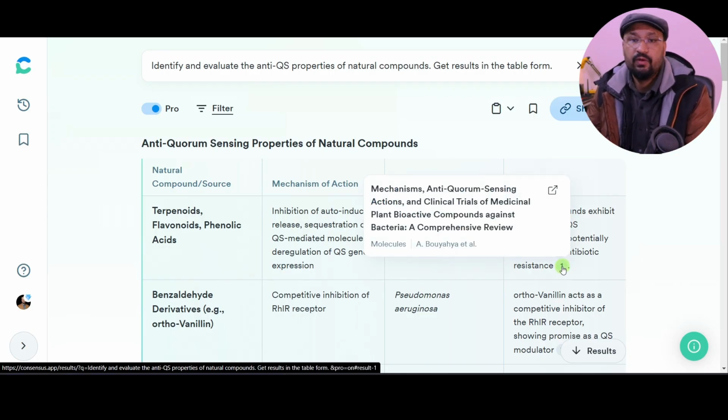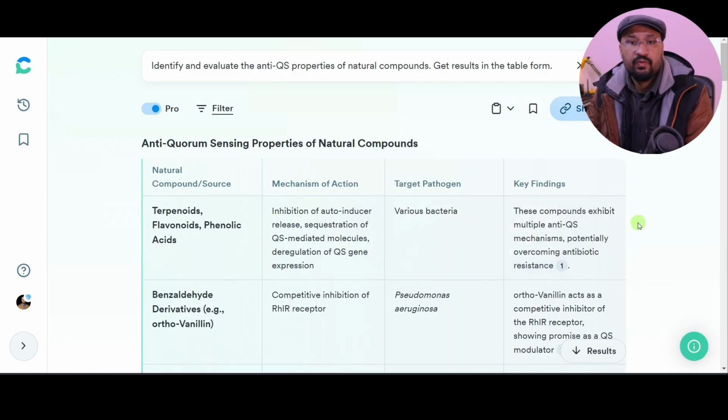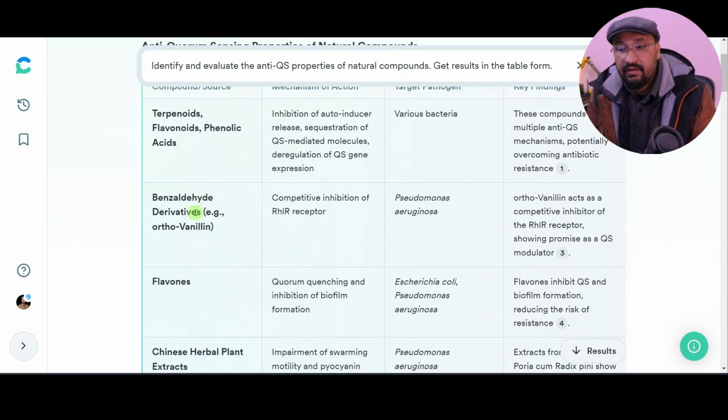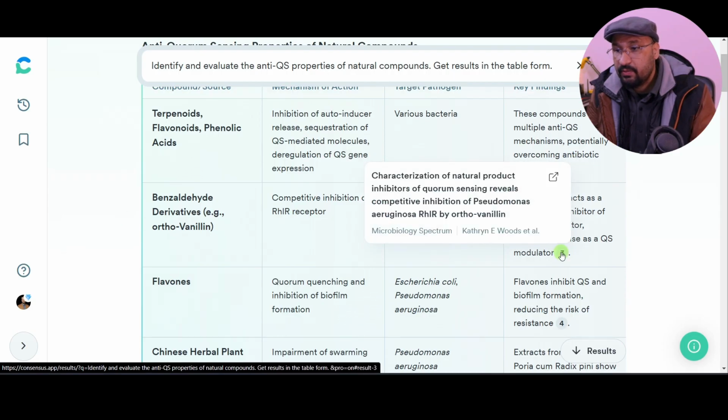It's going to give you peer-reviewed information, not just information coming from non-peer-reviewed journals, and it's also going to give you information from good journals, highly cited papers, or something like that. So as you can see from here, you will get a good idea that natural compounds such as these flavonoids and phenolic acids are already known to have anti-quorum sensing activity. Here, benzaldehyde derivatives like orthovanillin are among the known compounds. The mechanism is also written over here: not LasR, but RhlR receptor binding activity. And then the literature is also there. Microbiology Spectrum is the journal where it got published.